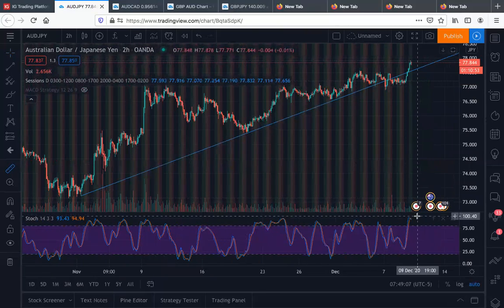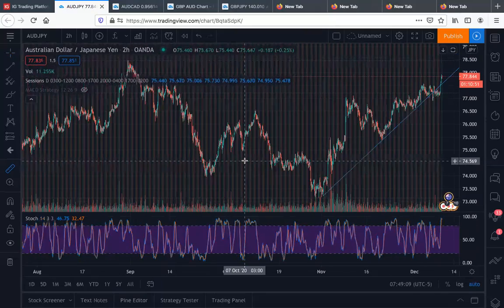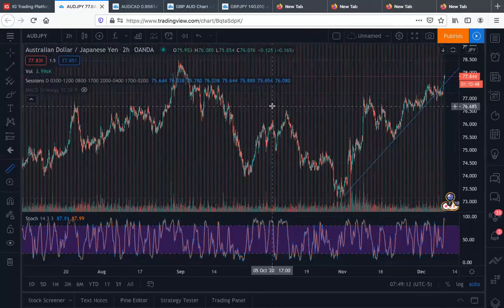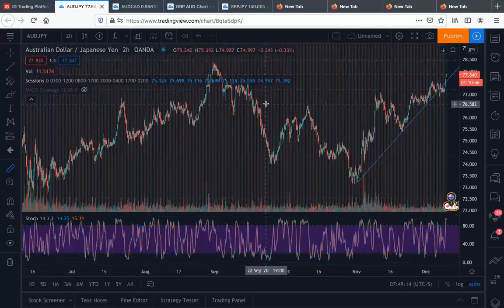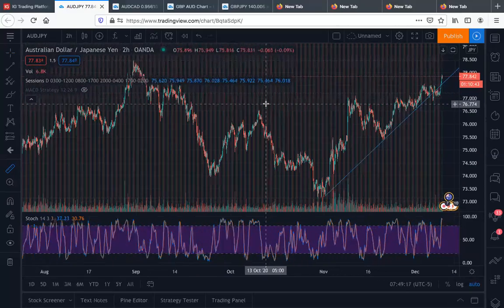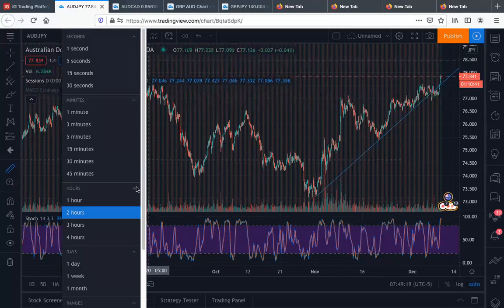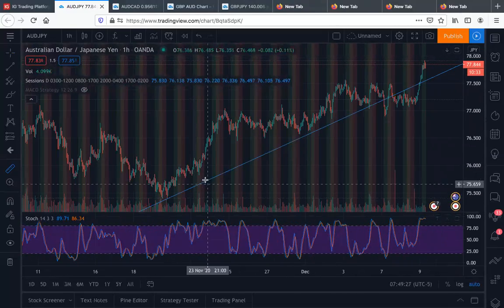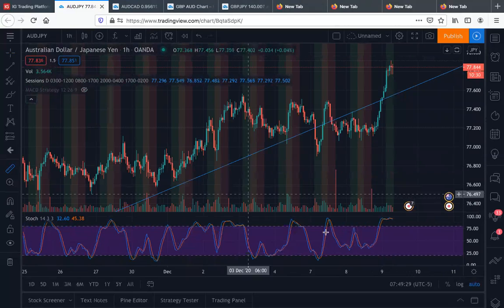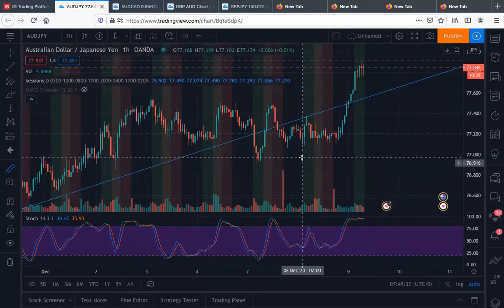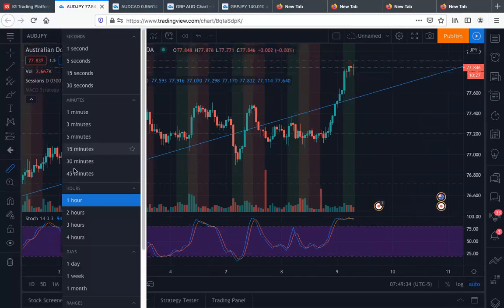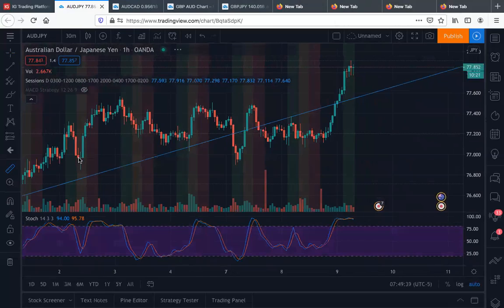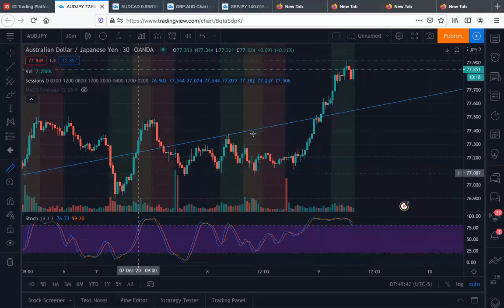On the 2 hour, we are getting that cross. Okay. But again, as we know, price could come back up just a little bit more. Hourly, we're getting that cross. Let's go down to the 30. We got the cross.